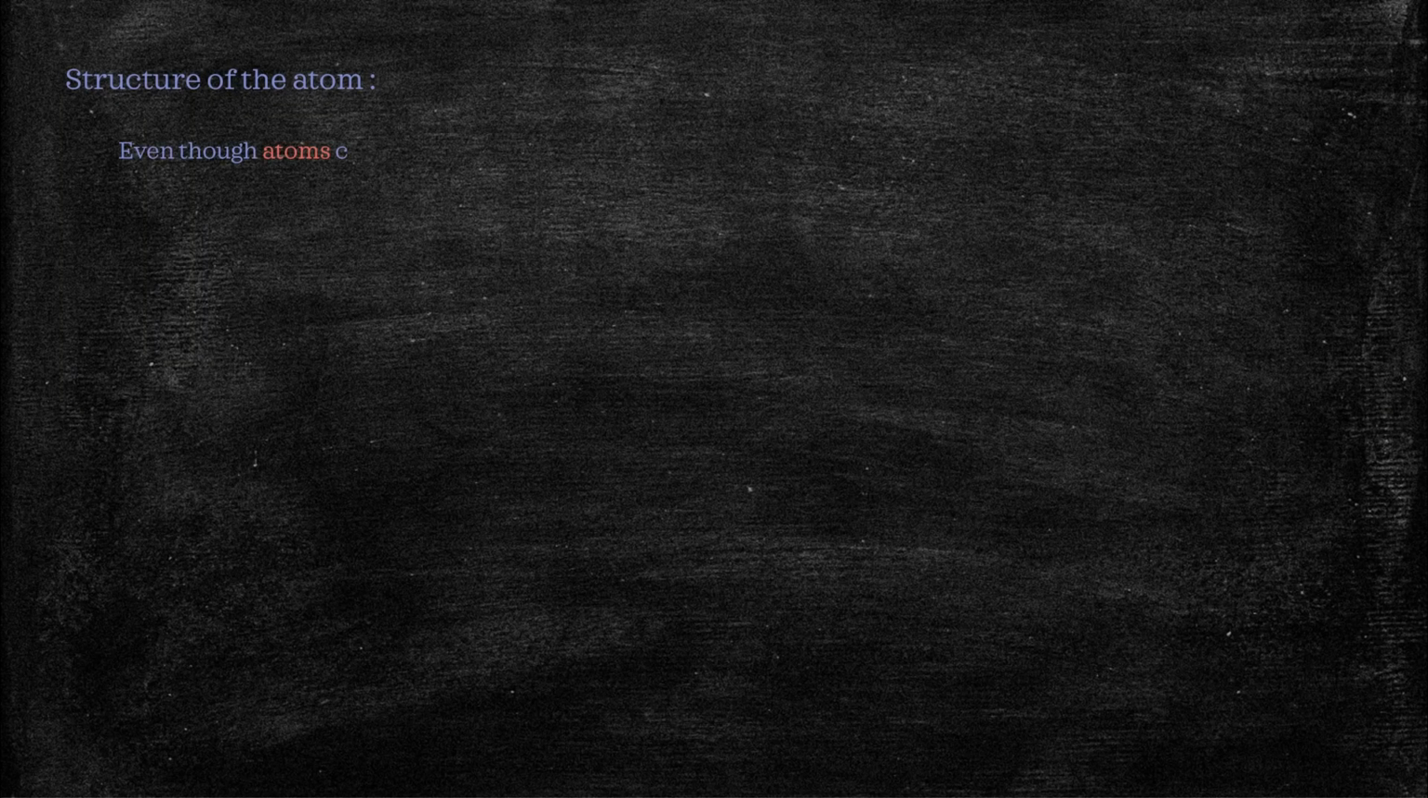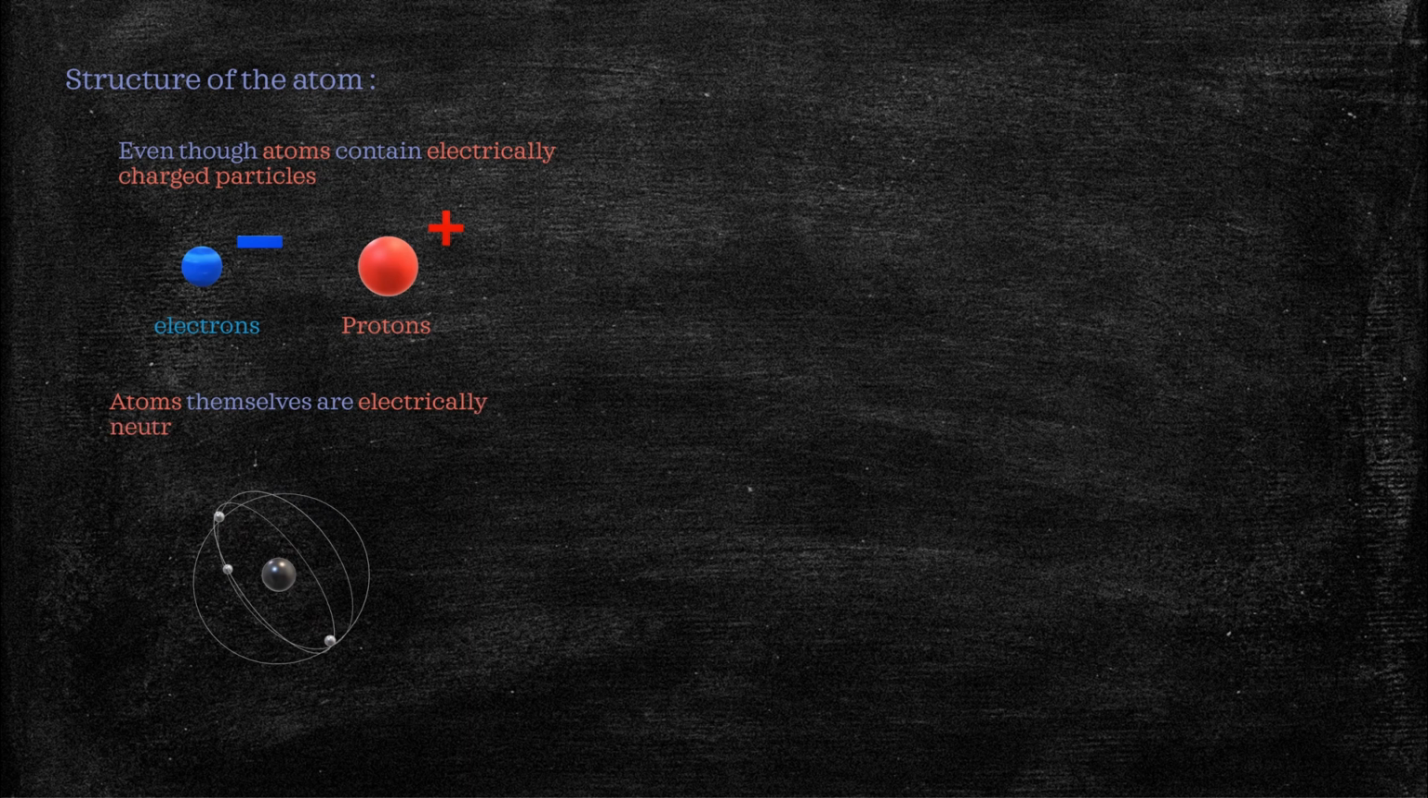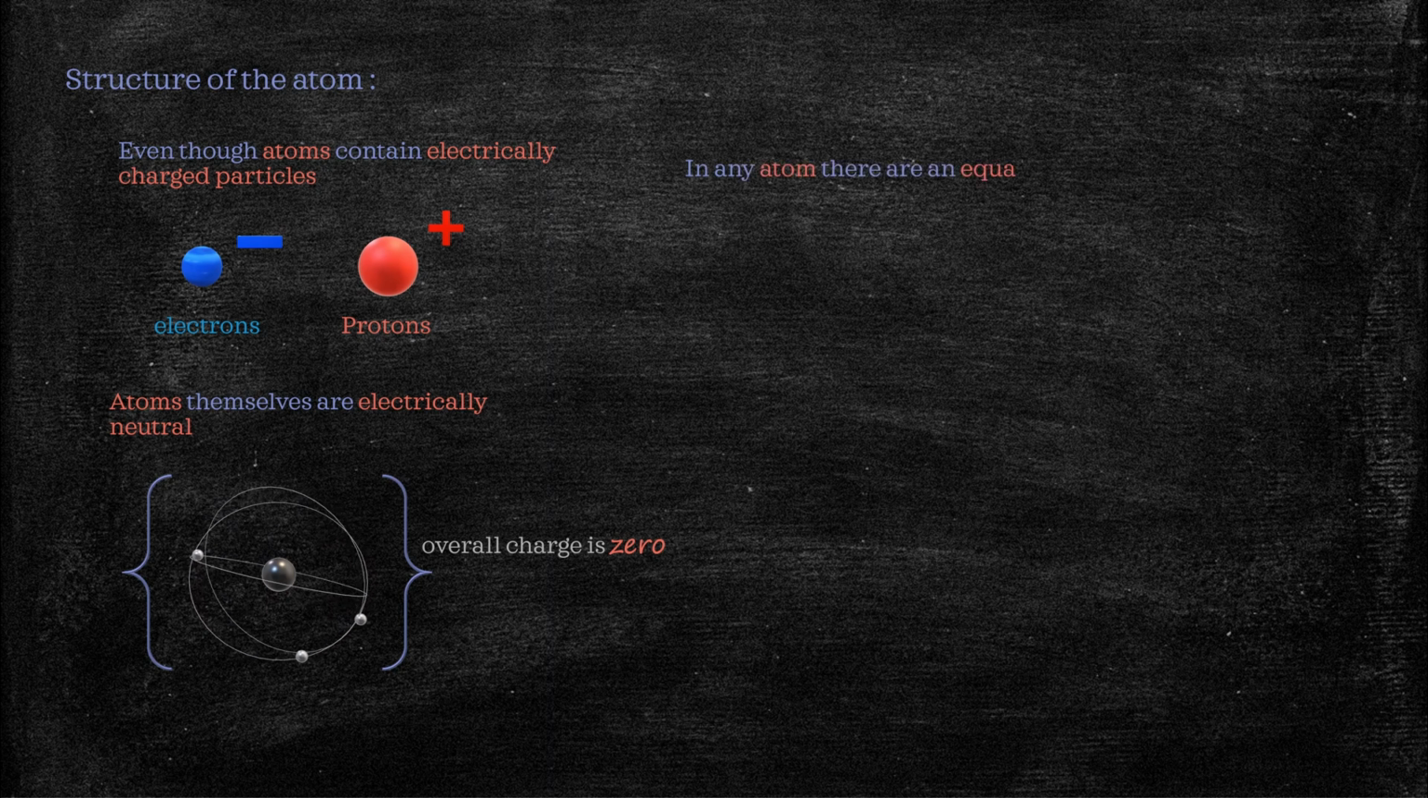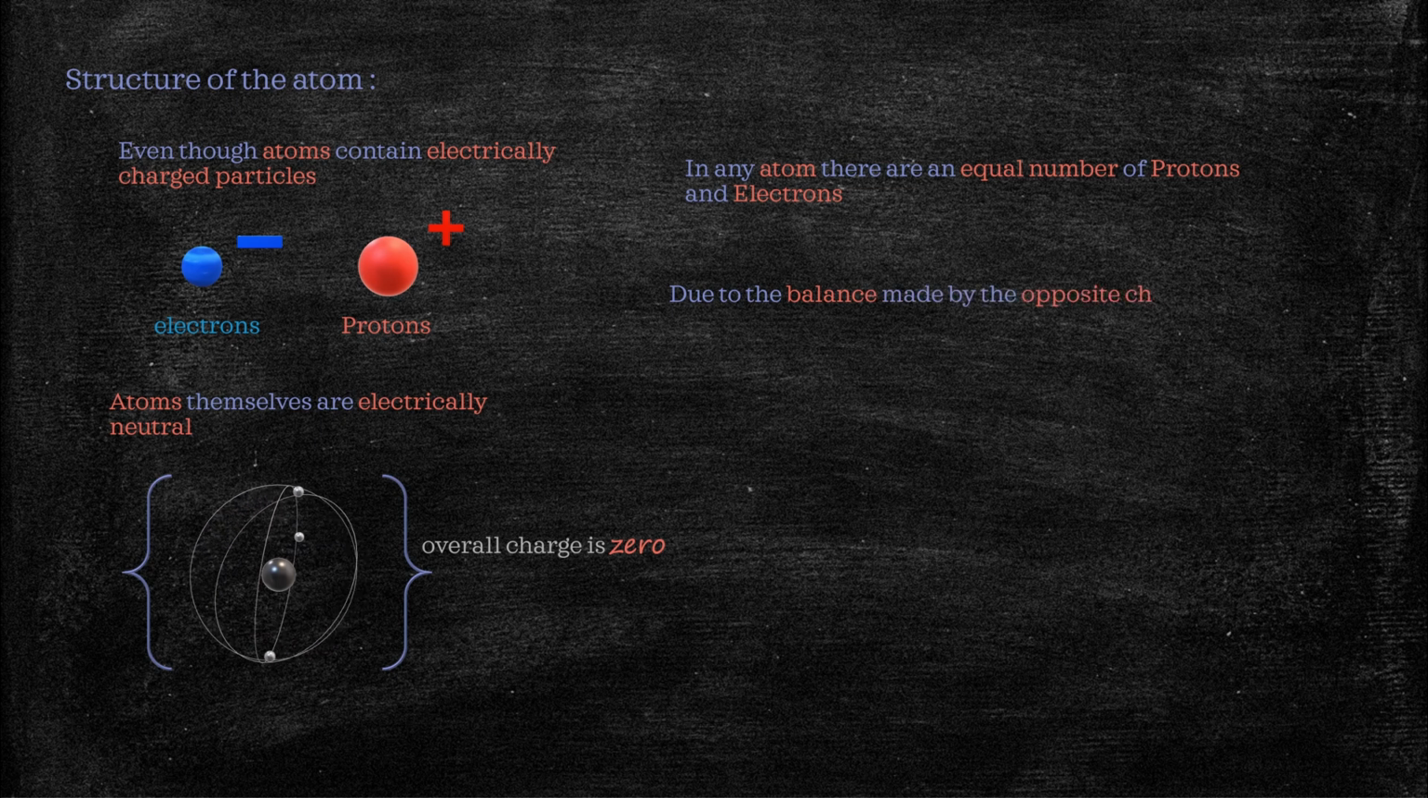Even though atoms contain electrically charged particles, atoms themselves are electrically neutral, which means that they have no overall charge. This means that in any atom, there are an equal number of protons and electrons. This way, the total charge of the atom is neutral due to the balance made by the opposite charge of protons and electrons.